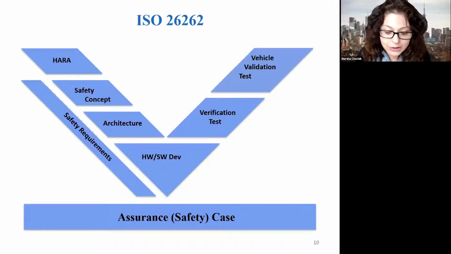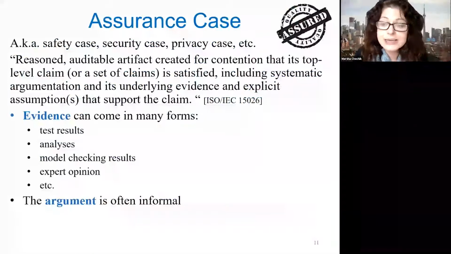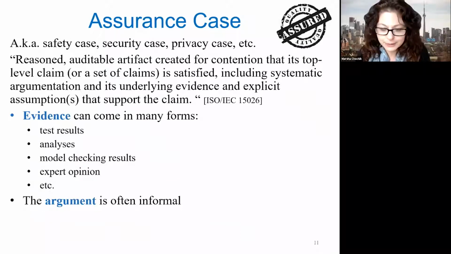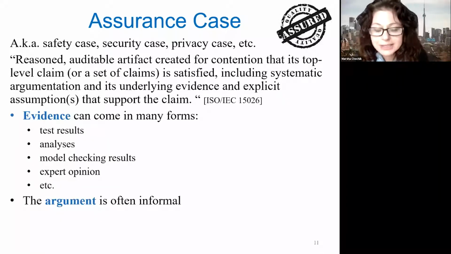And underlying this whole process is something which is called a safety or an assurance case. And this is going to be a focus of a lot of what I'm going to talk about. So these safety or assurance cases, also security cases, privacy cases, whatever we decide is the topic at hand, is the reasoned, auditable artifact created to support the contention that its top-down claim or set of claims is satisfied, including systematic argumentation and its underlying evidence and explicit assumptions that support this claim. That's kind of the definition of this assurance case.